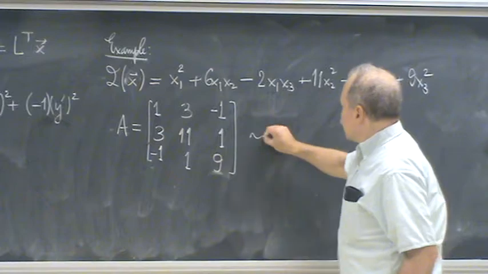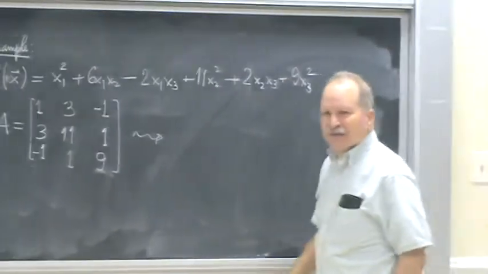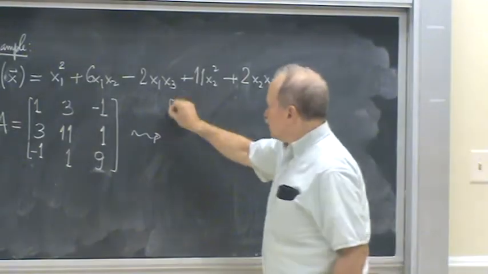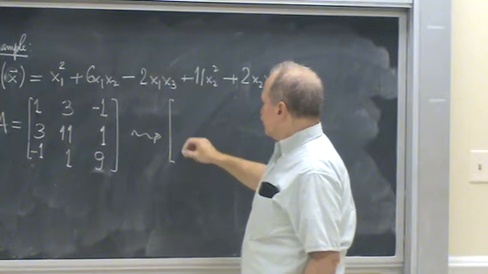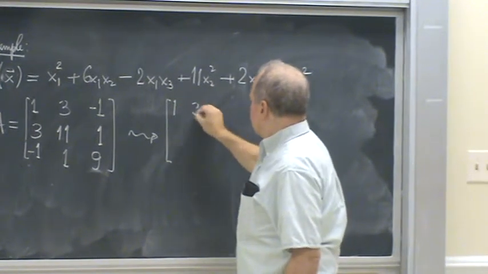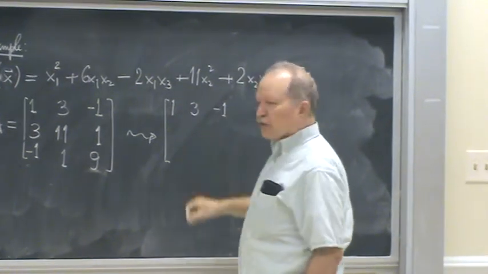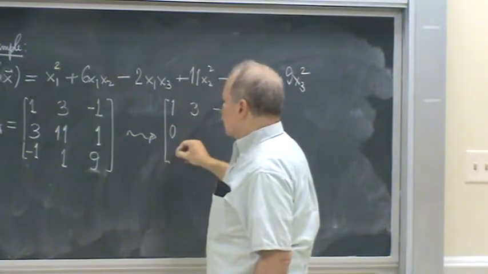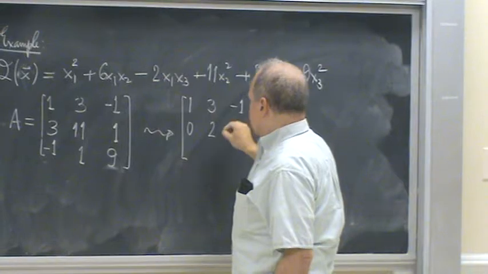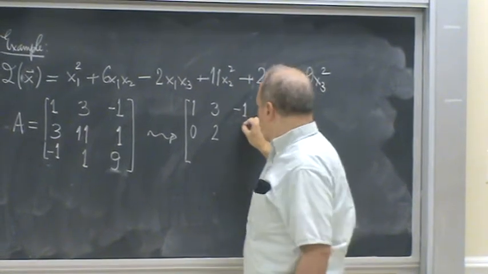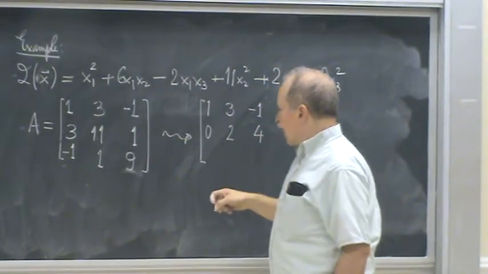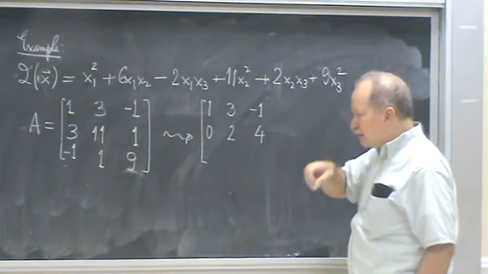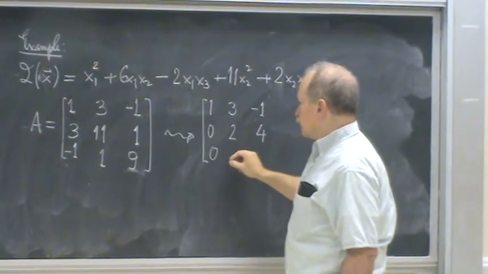So let's start reducing and then we'll bookkeep. What am I going to do first? Add -3 times the first row to the second: 0, 2, 4. And now what am I going to do to the third row? Just add 1 times the first row, and add them together.